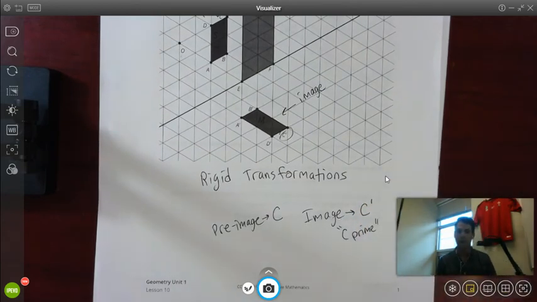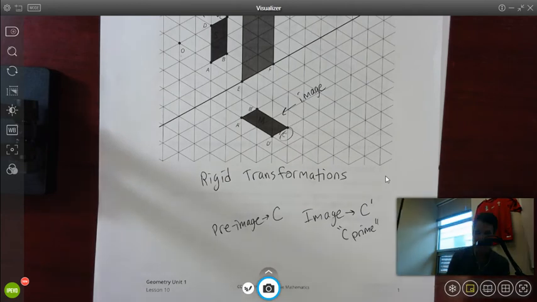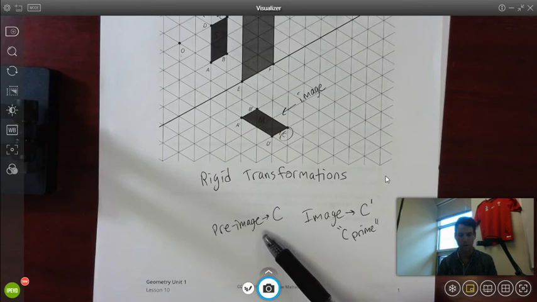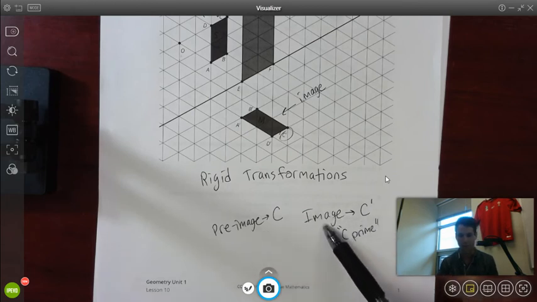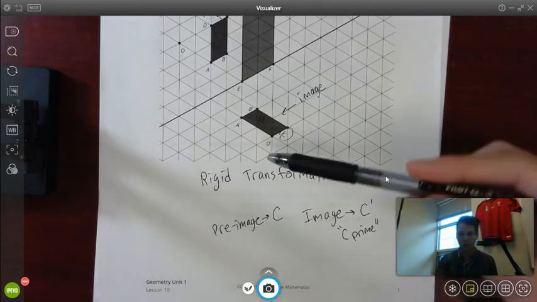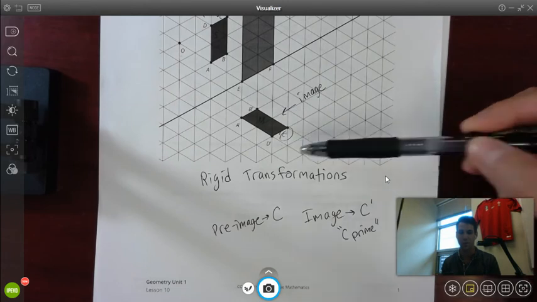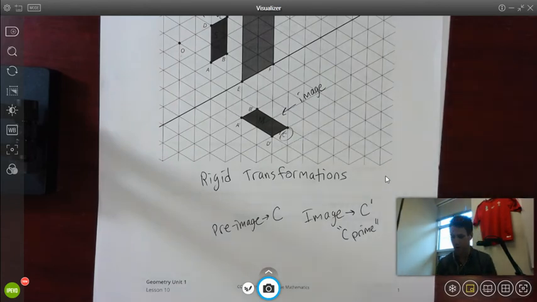This is not the last time you'll see that sort of apostrophe as a symbol in math, but the next time after this will be quite a while, in calculus. So for now, we want to think of any point that comes from an original or pre-image as going to end as the image and be C prime. Whenever your shape doesn't change in shape or size, and it just moves somewhere different, that is known as a rigid transformation.